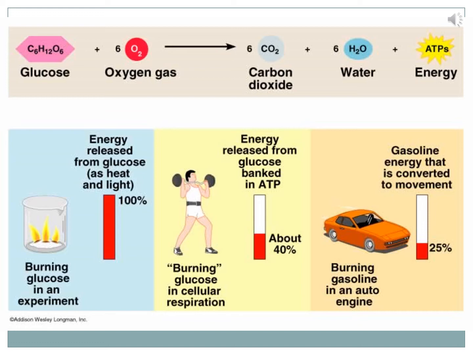That is not energy that can be used by organisms. In the middle scenario, you have energy released from glucose and banked in ATP as the process of cellular respiration occurs. So by burning glucose in cellular respiration, we are able to extract about 40% of the energy into banking ATP. As a comparison, the gasoline energy that is converted to movement when burning gasoline in an auto engine is only about 25%. So your body is actually more efficient at harnessing the energy in glucose than your vehicle is at converting energy into movement.